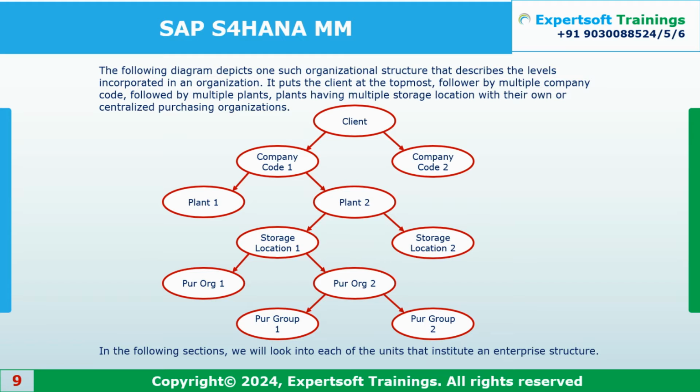But in SAP, this client is a different entity. In SAP, this client can be understood as a production server, number one; number two, development server; number three, quality server; and number four, sandbox server.